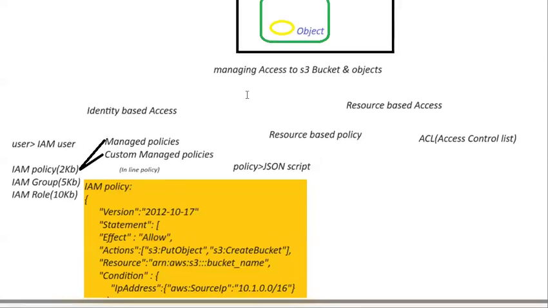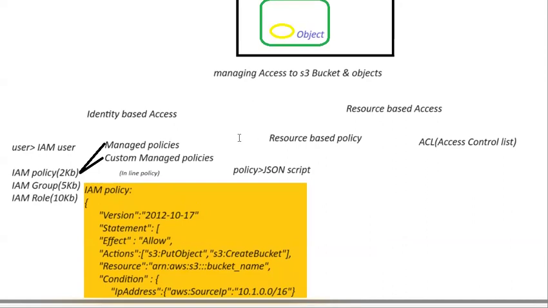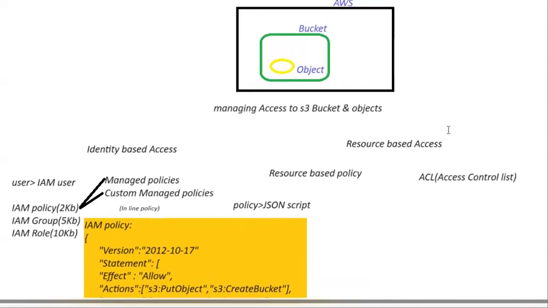Now let's see how to provide access. By using which language is this policy written? JSON. So let's see about resource based policies. How can we provide access to any users by using resource based policies? So let's write and see that resource based policy as well.